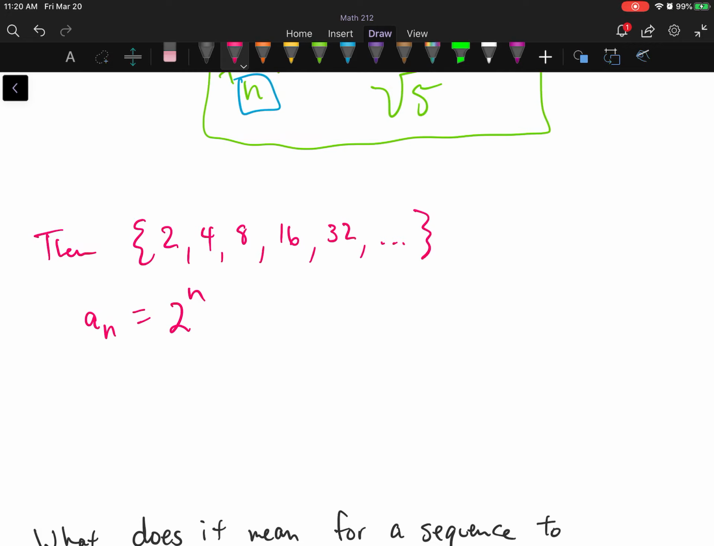Because the first term is 2, the second term is 4, which is 2 squared. This would be an explicit formula based on the pattern that we see. All of those numbers are just powers of 2.